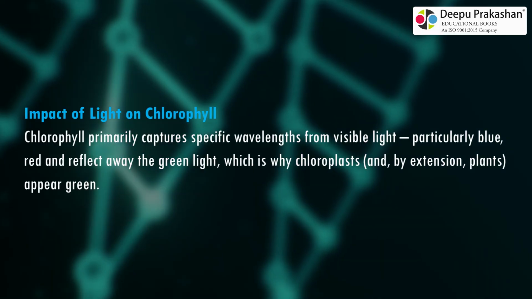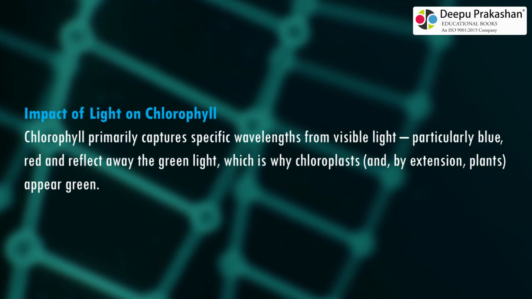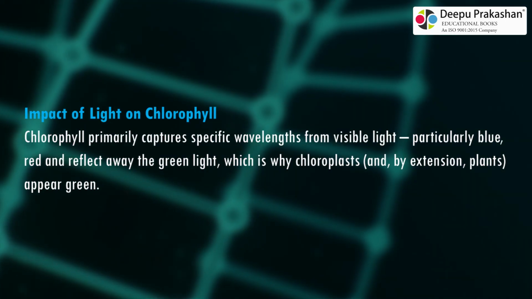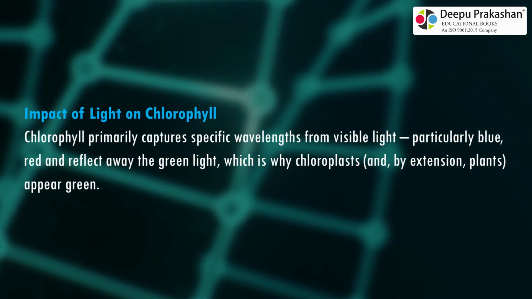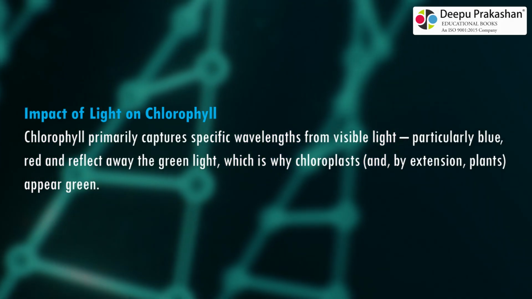Impact of light on chlorophyll. Chlorophyll primarily captures specific wavelengths from visible light, particularly blue and red, and reflects away the green light, which is why chloroplasts, and, by extension, plants, appear green.